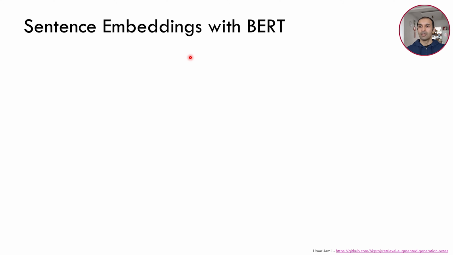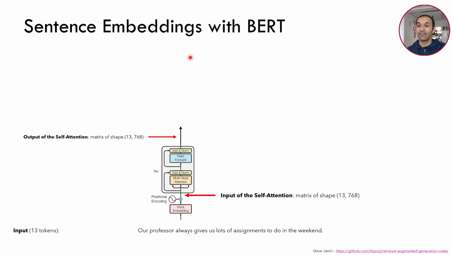Let's see how. Suppose we have a simple input sentence, for example, this one made of 13 tokens, called "Our professor always gives us lots of assignments to do in the weekend." We feed it to BERT, but notice that I removed the linear layer from BERT, and I will show you why. So the first thing we notice is that the input of the self-attention is a matrix of shape 13 by 768. Why? Because we have 13 tokens and each token is represented by an embedding with 768 dimensions, which is the size of the embedding vector in BERT base, so the smaller BERT pre-trained model.